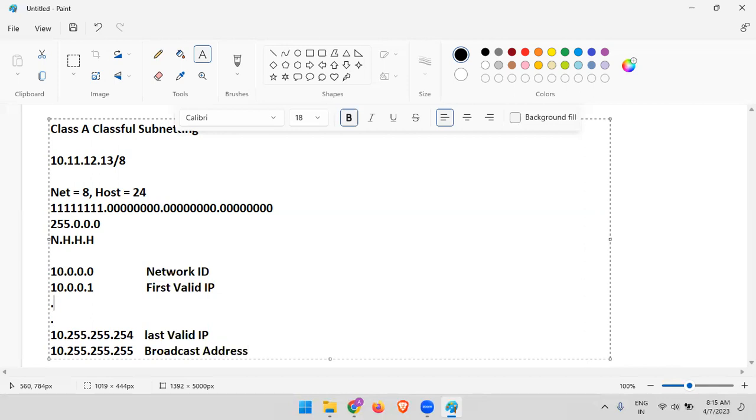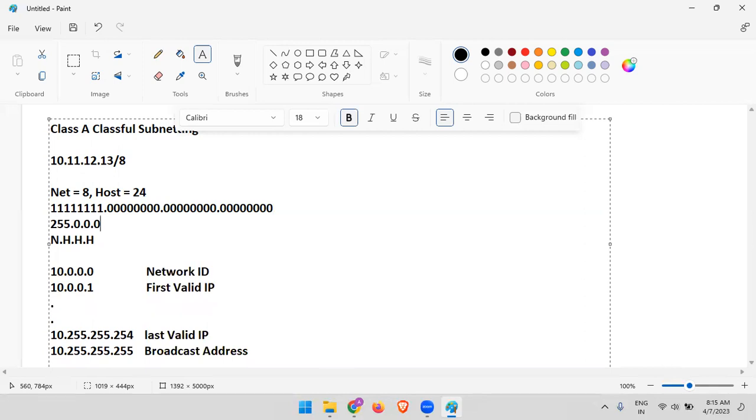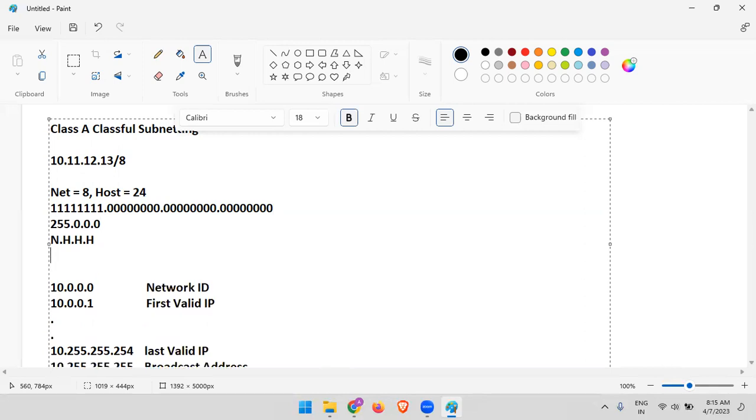Now, if I ask how many host bits are there? Total, how many host bits are there? So what will be the total number of IP addresses here? 2 raised to power 24. So you can calculate the total number of hosts, that will be 2 raised to power 24.